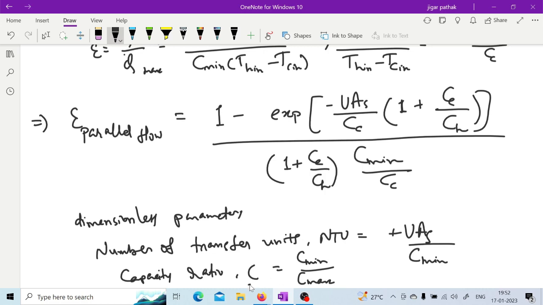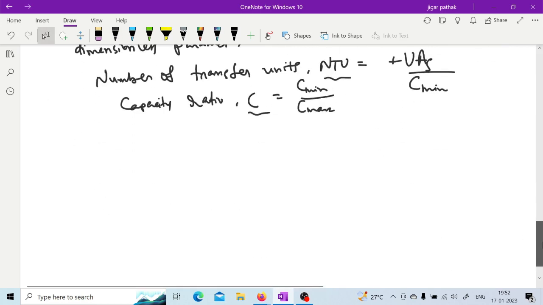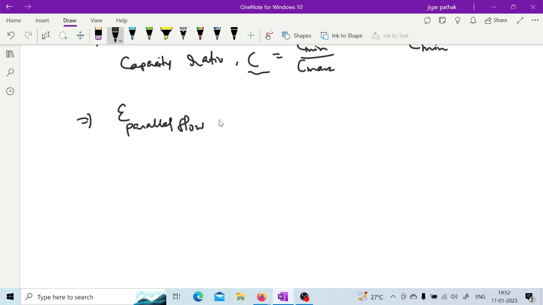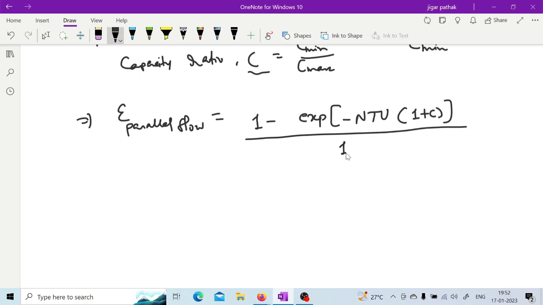So if you put this dimensionless number into the above equation, then you can finally write the effectiveness in parallel flow heat exchanger as 1 minus exponential of minus NTU (1 plus C), divided by 1 plus C. So this is how you can have this effectiveness in your parallel flow heat exchanger.